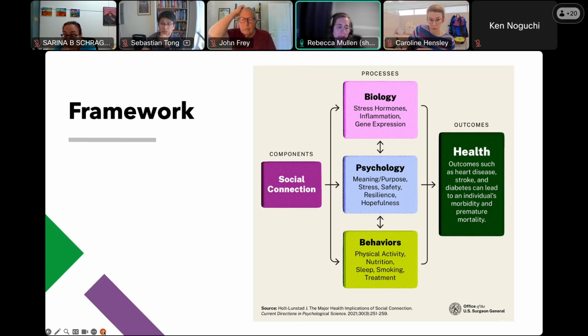So things like increased physical inactivity, increased tobacco use, increased alcohol use, etc. There's also been some data looking at increased medication nonadherence in people that are lonely and socially isolated, etc. So it's really thought to have multiple potential mechanisms that lead to these poor outcomes. Next slide.